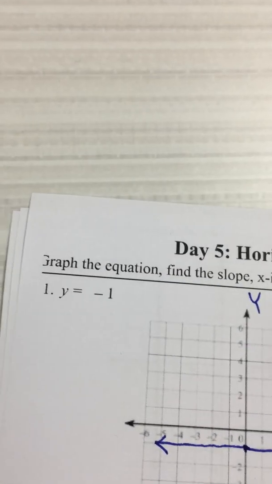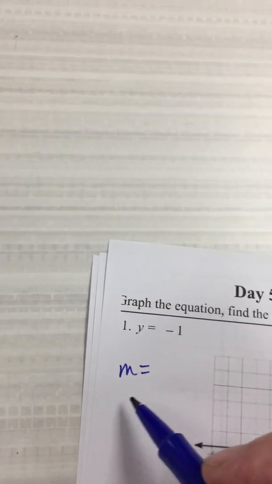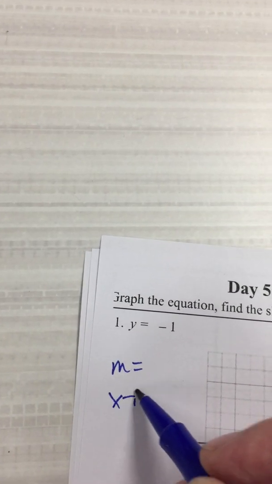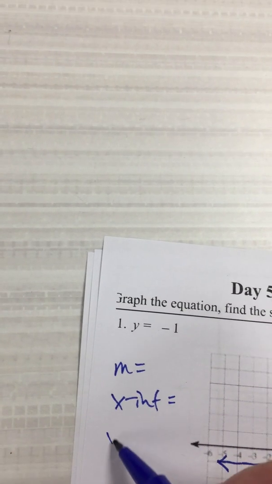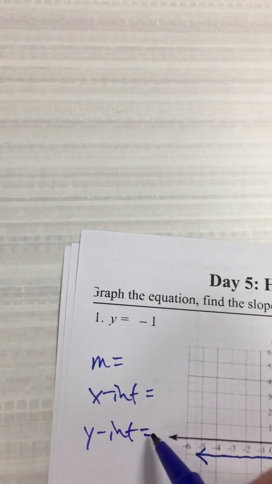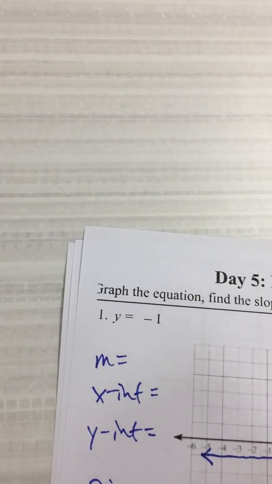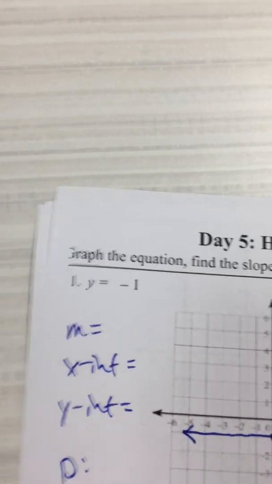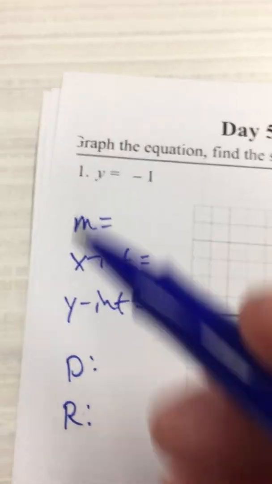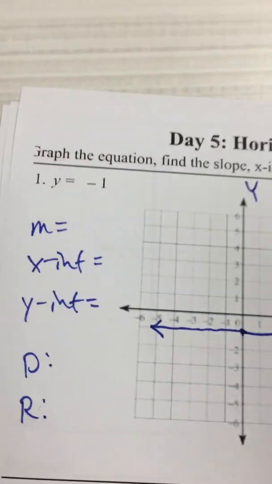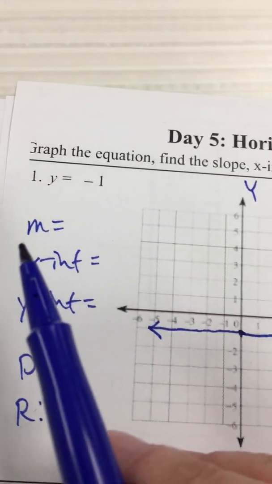Okay. Now, we also wanted to find, what are we looking for? Slope. We want the x-intercept. We want the y-intercept. And we want the domain. And we want the range. Okay. Big D for domain, capital R for range. So these are all the things we're going to find after we graphed it. So now that we have the graph, this gets really easy.